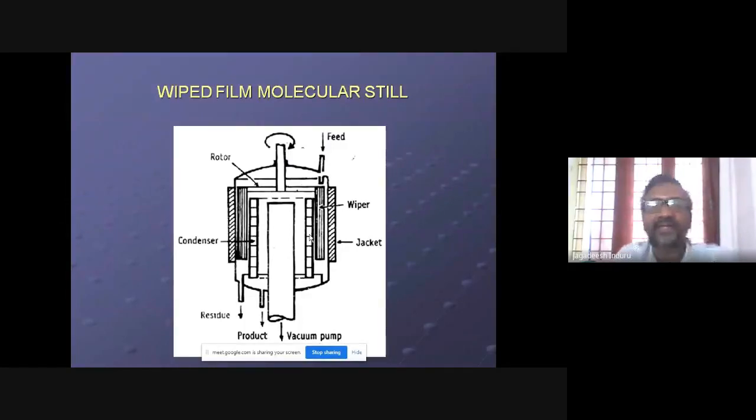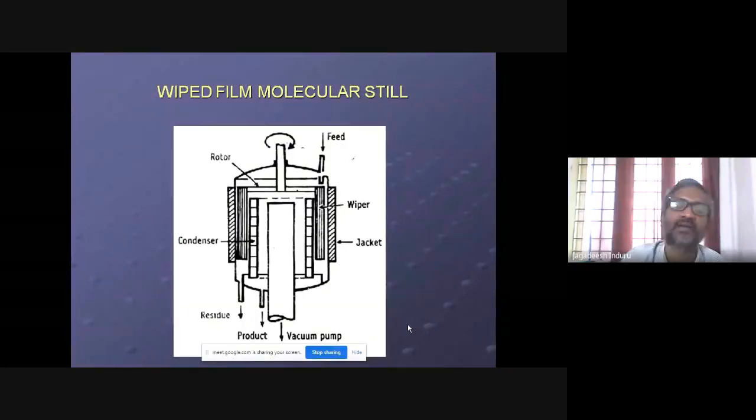And if you see, all the cases we have seen previously are batch processes. But this is a continuous process. Why is it a continuous process? You are feeding your liquid from the top, and the liquid comes down as product and residue because of gravity. You are not using any pump here. Just by allowing gravity, the feed gets separated into two: one is residue, another one is product.